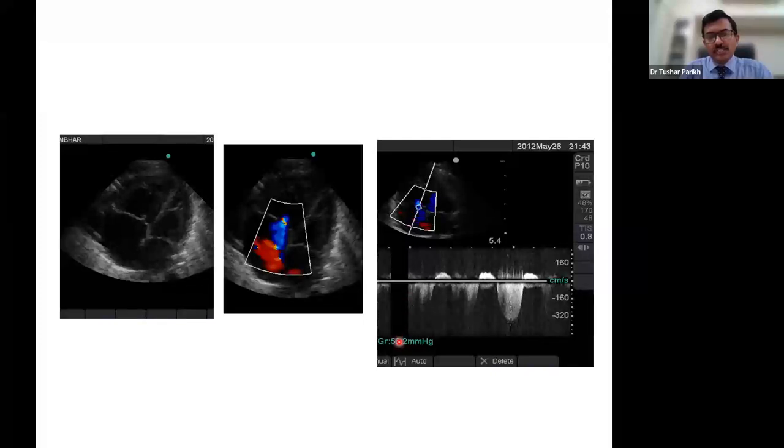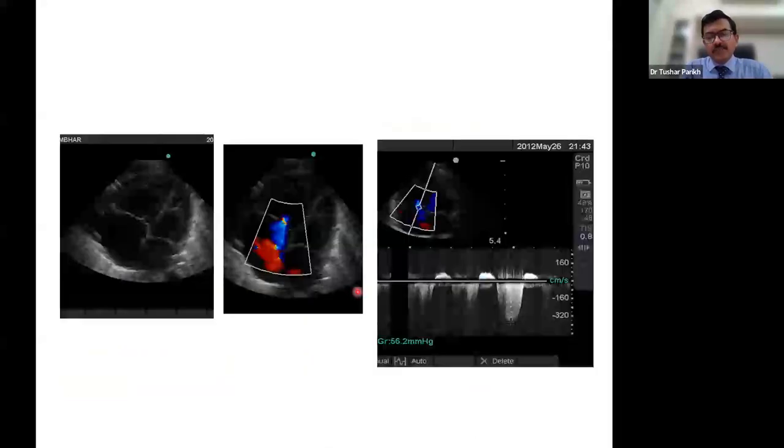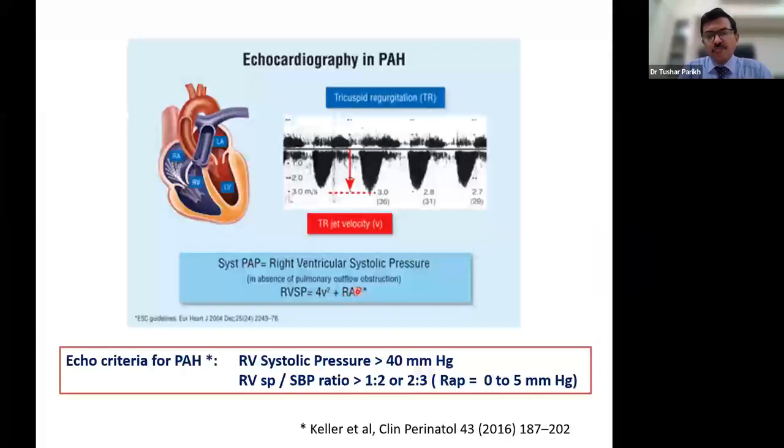So if I want to know the right ventricular peak systolic pressure, I have to add the right atrial pressure, which is about 5 to 10 millimeters of mercury. So in that equation, I will get 56 plus 5, which is about 61 millimeters of mercury. So my estimated right ventricular peak systolic pressure is 61 millimeters of mercury.